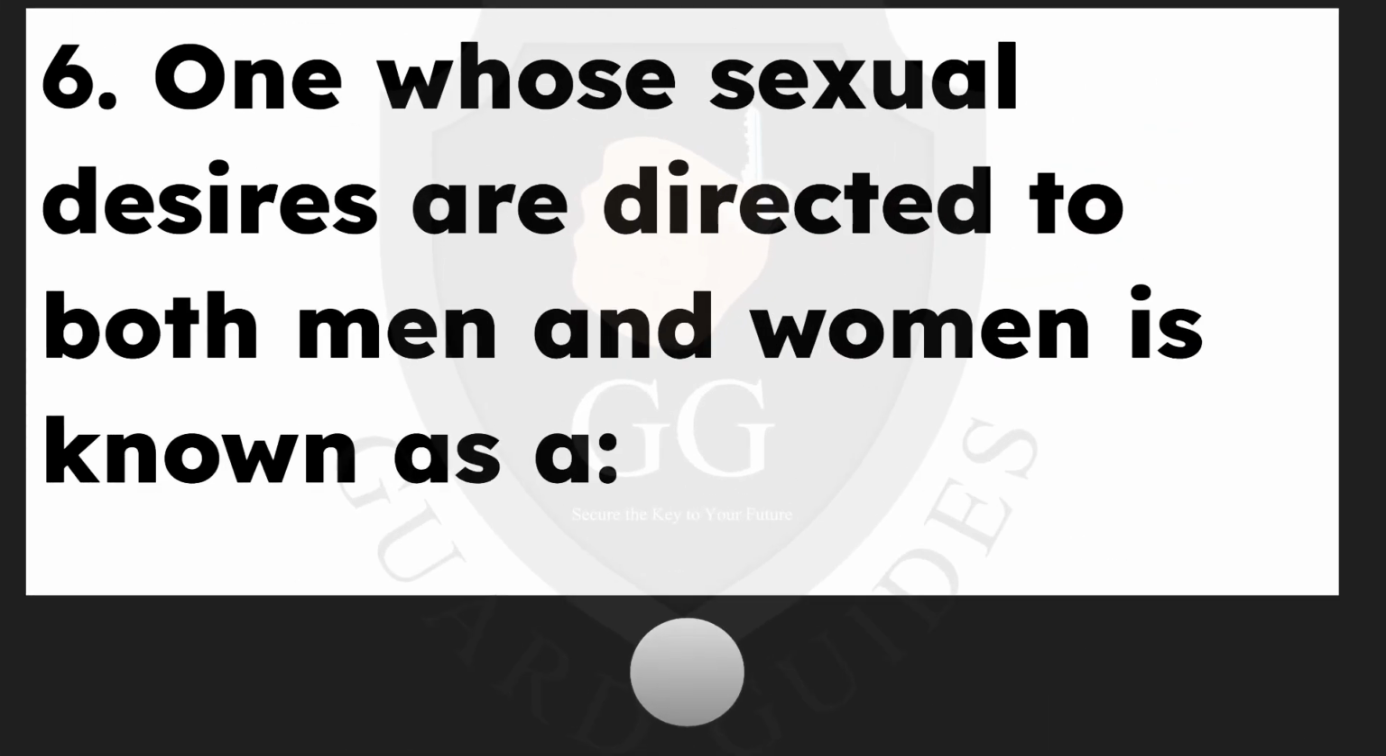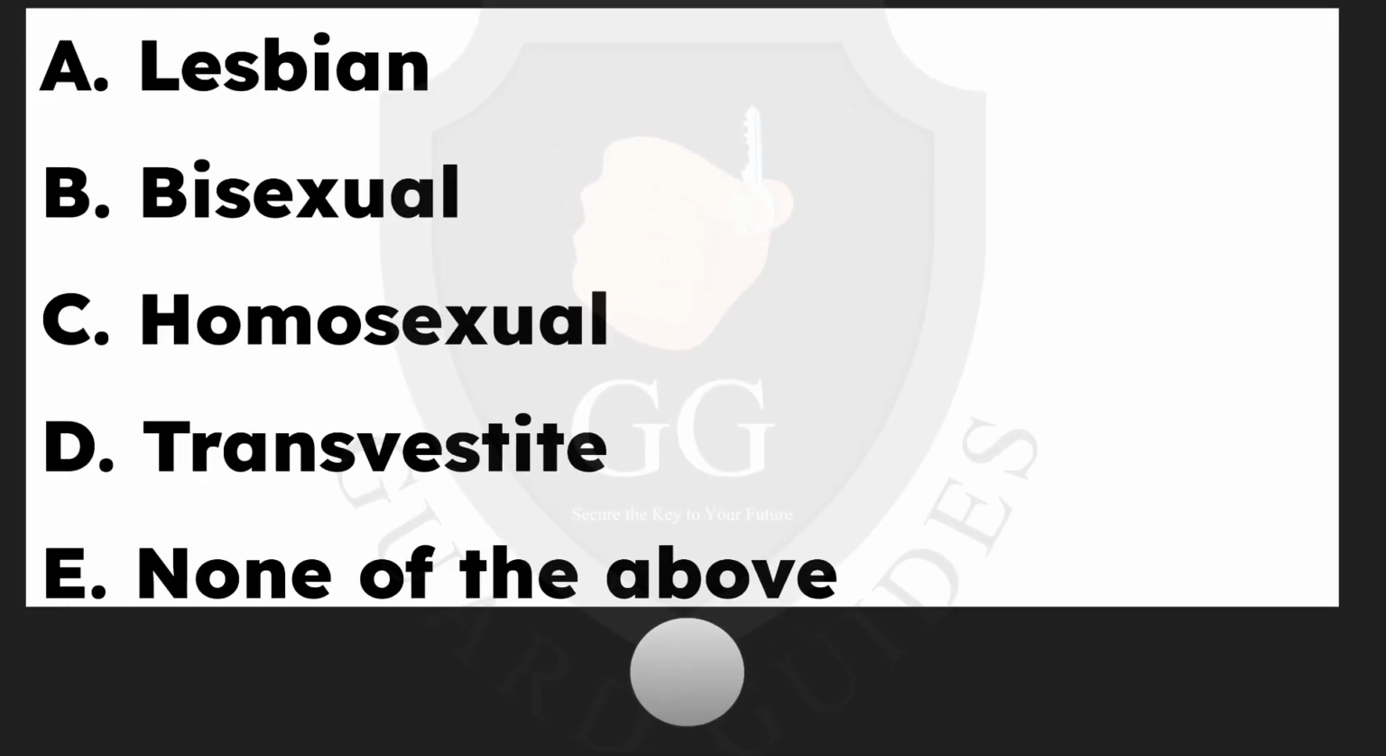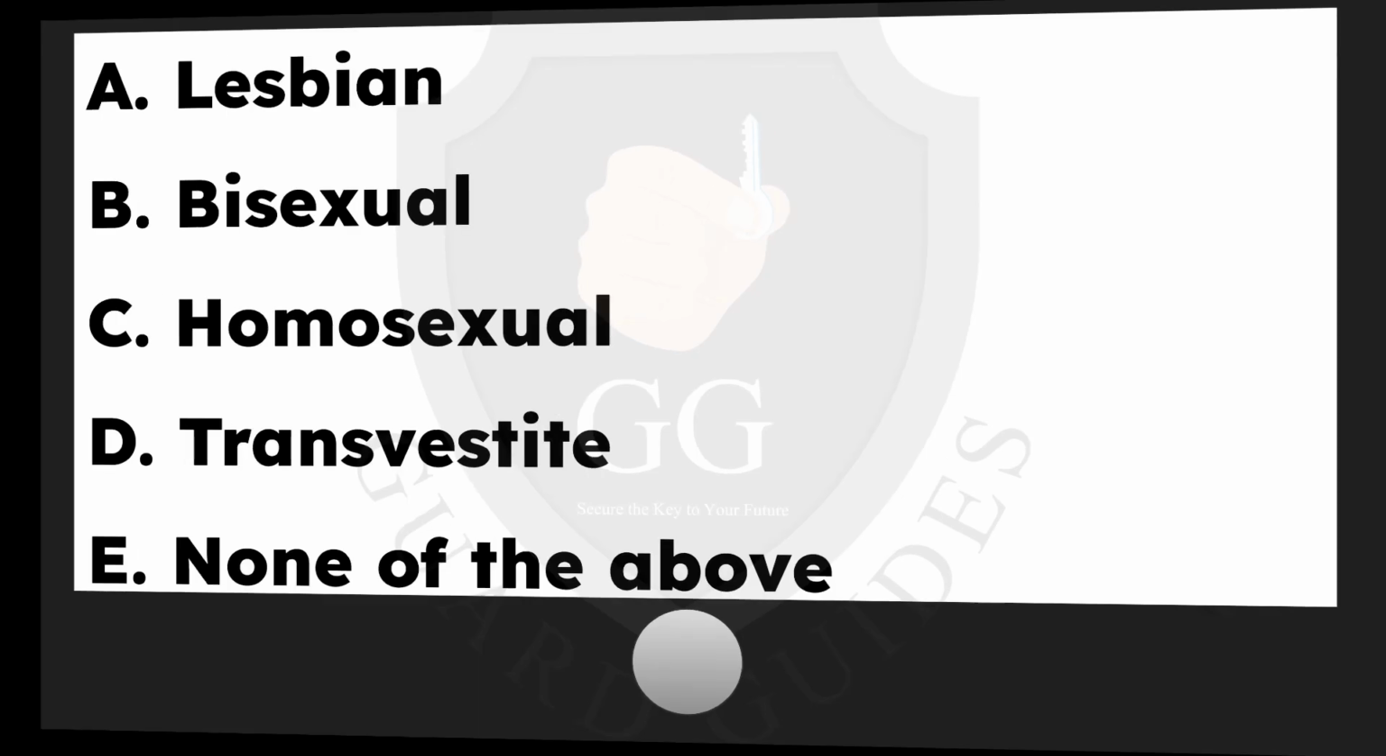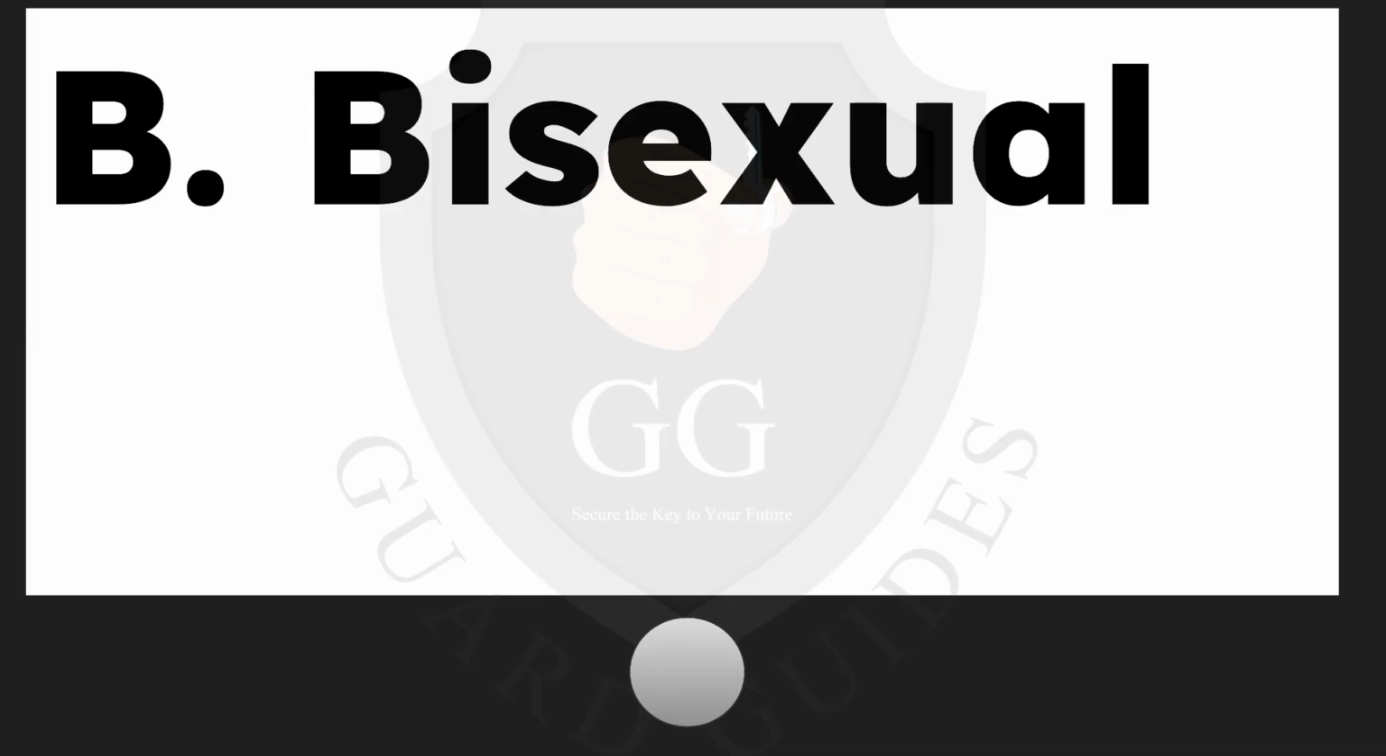Number 6. One whose sexual desires are directed to both men and women is known as A. Lesbian. B. Bisexual. C. Homosexual. D. Transvestite. Or E. None of the above. The answer is B. Bisexual.